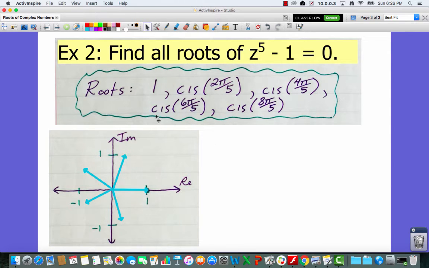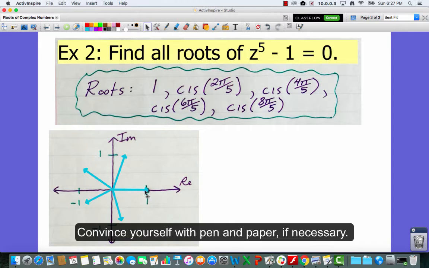Now, a check here would be really easy. All we have to do is think about raising each of these to the 5th power, and notice that we'd end up with cis of 2 pi, cis 4 pi, cis 6 pi, cis 8 pi. All of those rotations put us back at 1.